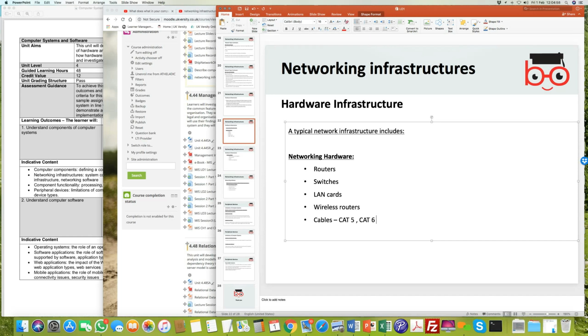So hardware required would be things like switches and LAN cards, which have to be in the system to be able to get that system onto a network. Sometimes you will also see intelligent switches, which have the ability to control traffic or self-diagnose problems, are also now available.